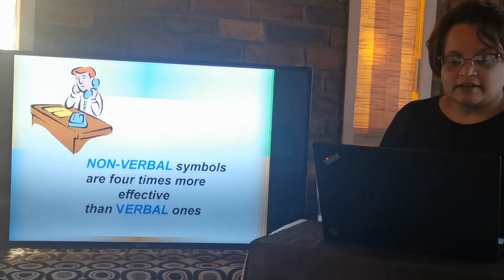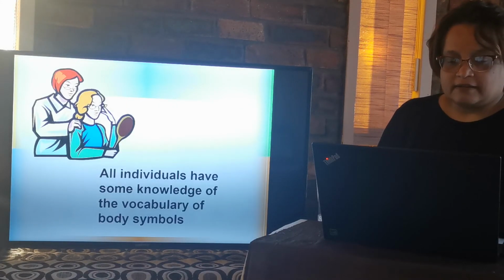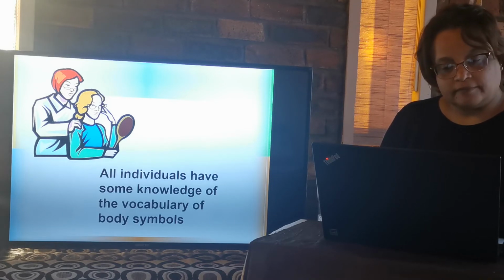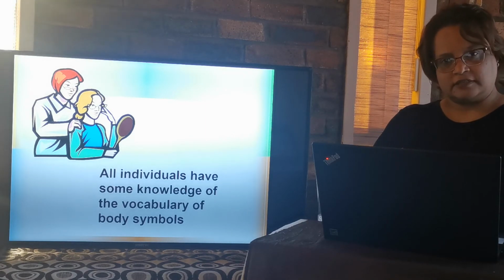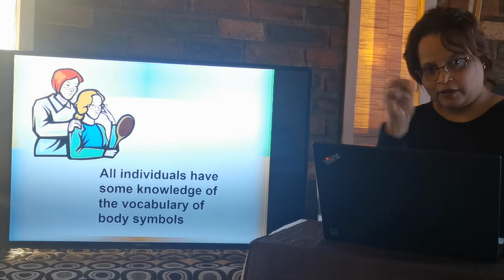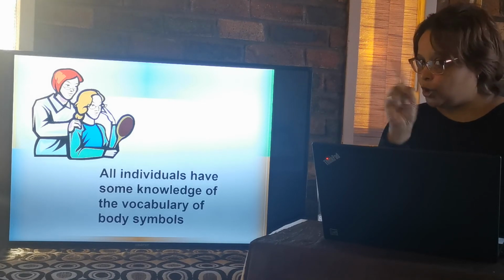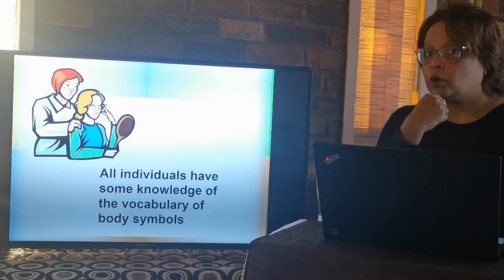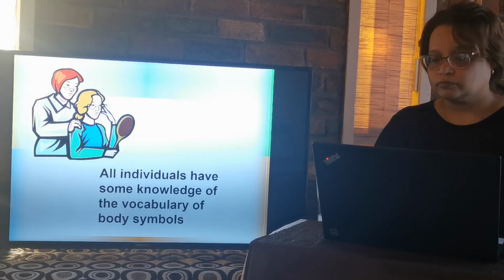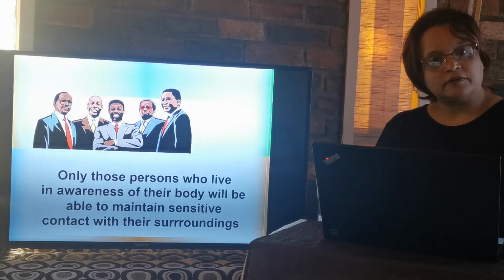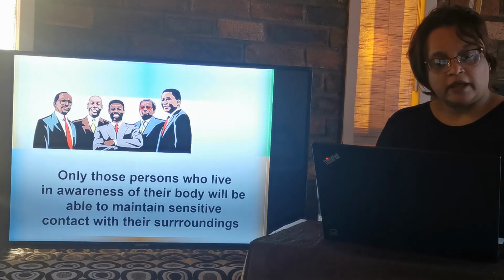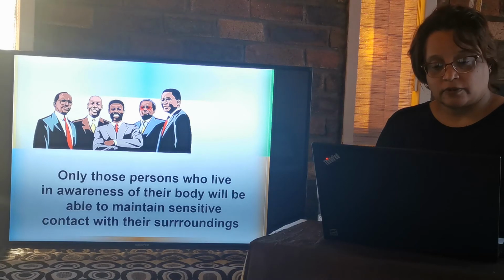Let's look at the previous slide there. All individuals have some knowledge of the vocabulary of body symbols. Isn't that true? When I did this now with that finger, without me saying no, no, no, no. Only those persons who live in awareness of their body will be able to maintain sensitive contact with their surroundings.